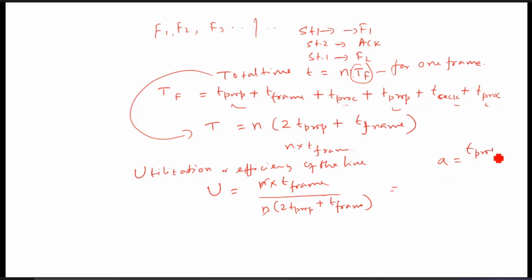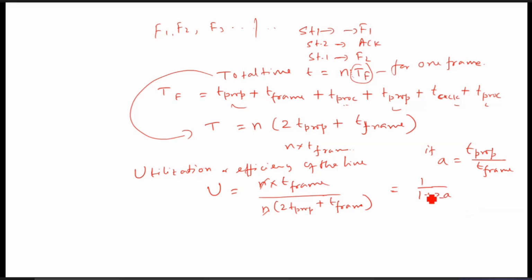If you set a as t propagations by t frames, then the utilization will be 1 by (1 plus 2a). Here a is the propagation time by the frame transmission time, right? So it is the maximum utilization of the link.